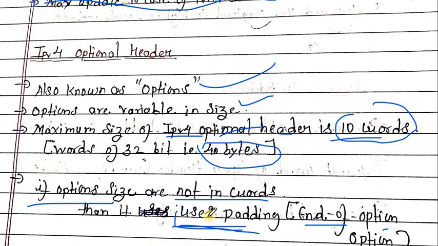So friends, our IPv4 header is completed. Next we will start the next chapter, IPv4 addressing. We will start the next chapter from the next video.